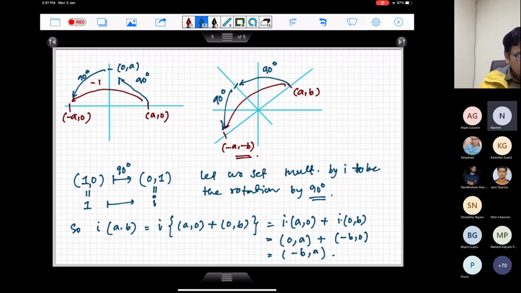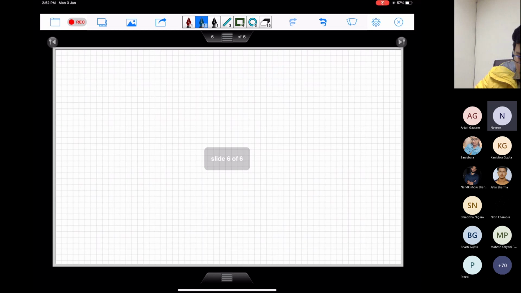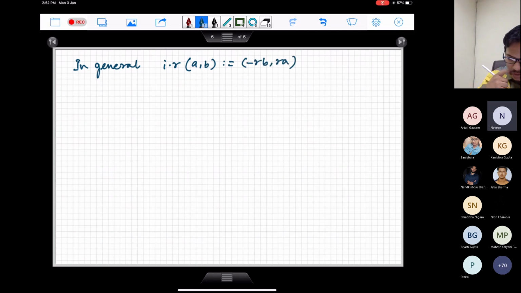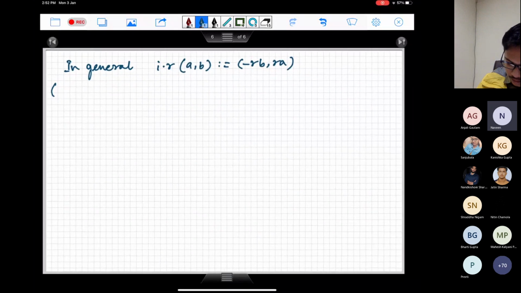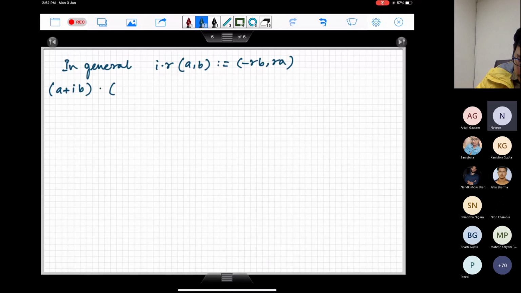So now I have this multiplication by i, which tells me that if I take any ordered pair a comma b and multiply with i, I should get the point minus b comma a. This is the point obtained by rotating my point a comma b by 90 degrees, and this is what we are going to take as multiplication by i. In general, i times r of a comma b is minus rb comma ra. Of course you can multiply the r first or later, it doesn't matter. Therefore, if I have to multiply, for example, a plus ib with c comma d.